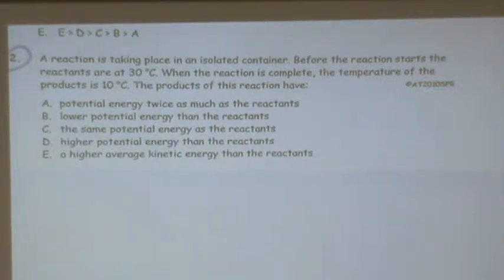Again, the reactions take place in an isolated container. So the temperature goes down, right? What does it mean? The kinetic energy goes down, the total, right? So the potential is going to go up, right? So what's the correct answer? D, right?